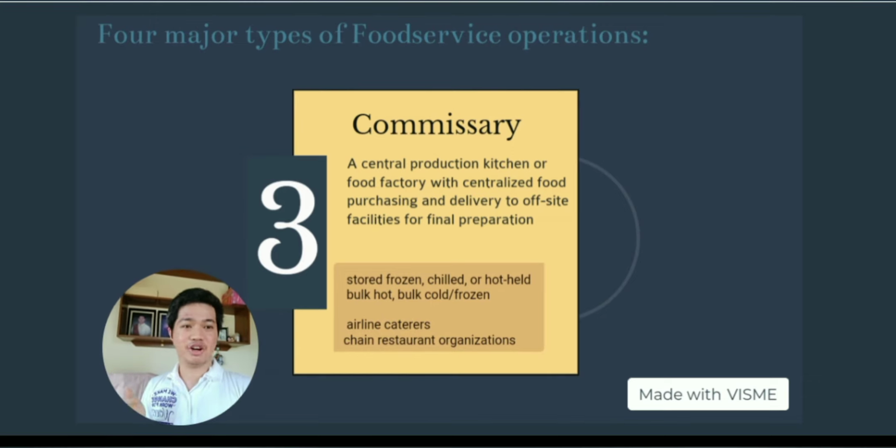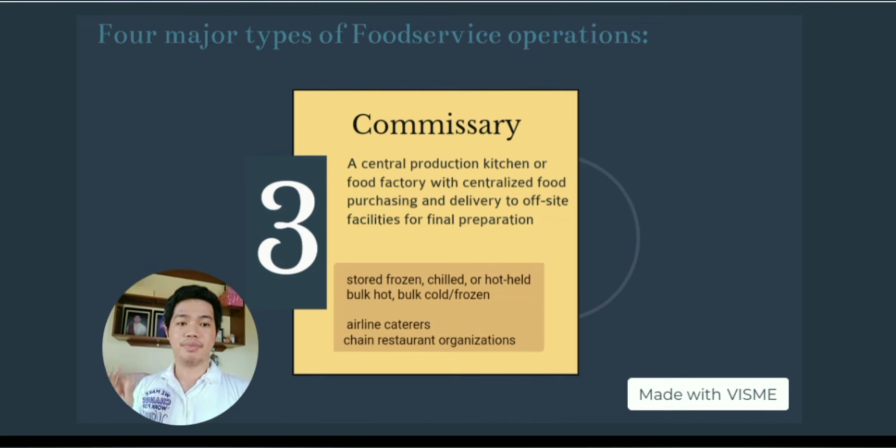So next we have the commissary. It is a central production kitchen or food factory with centralized food purchasing and delivery to off-site facilities for final preparation. So ang example nito would be your mga planta. Aware ba kayo doon sa mga planta? So in Calamba, in Cabuyao, Bulacan, and some parts of Visayas and Mindanao, marami silang mga planta. So, doon nang gagaling yung mga food items na i-deliver nila sa buong Philippines.